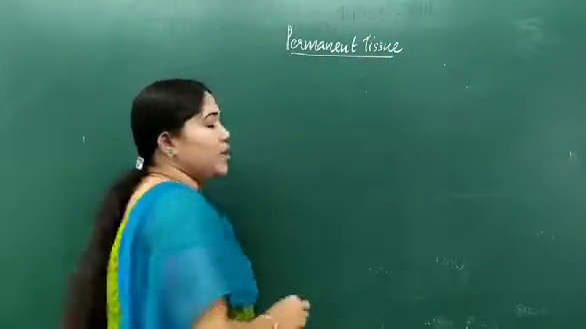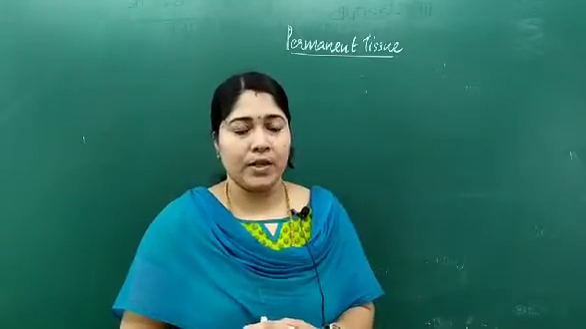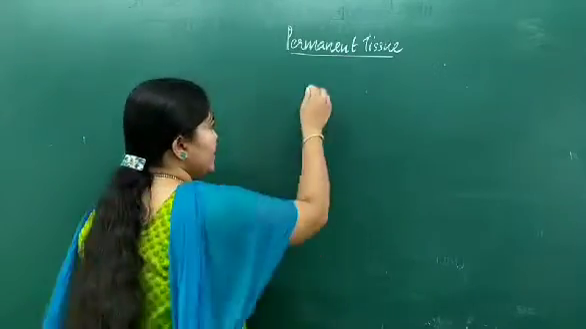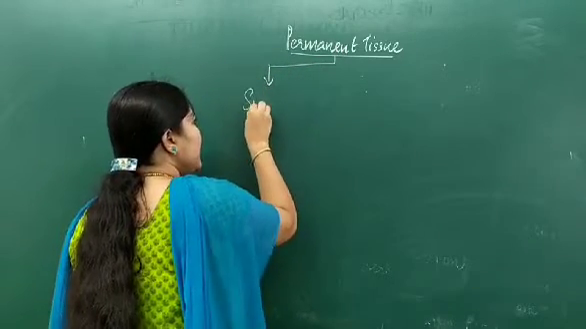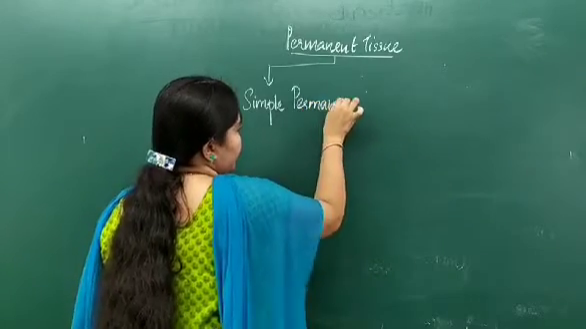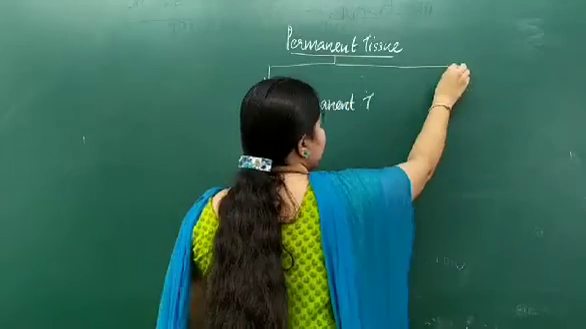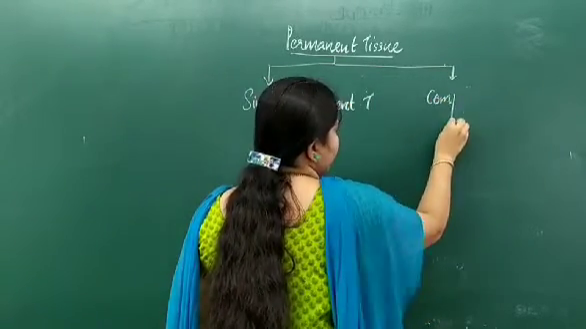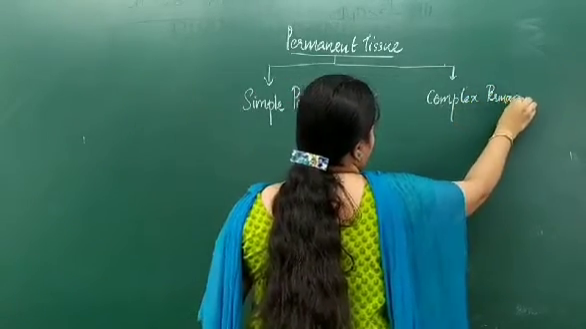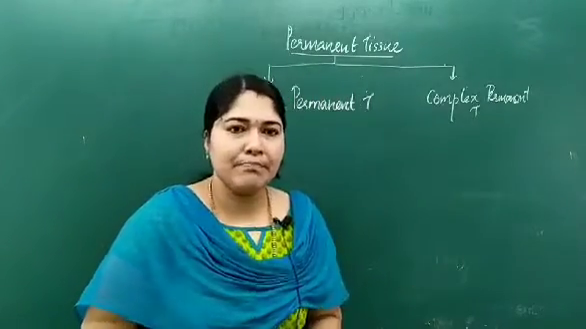Permanent tissue. As I told, the tissues which have lost the capacity to divide, we call permanent tissue. And permanent tissue is classified into two types. What are they? Simple permanent tissue, and the other one is called complex permanent tissue. Clear? Complex permanent tissue. First we will study simple permanent tissue.